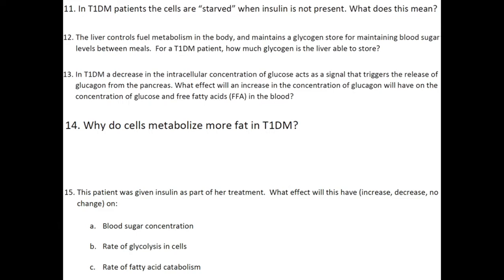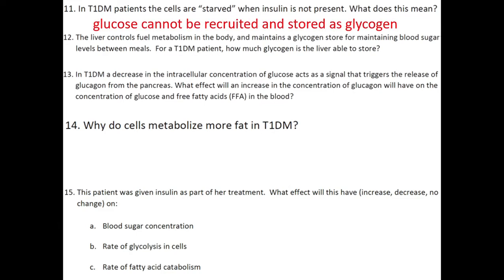Alright, so after we talk about this figure and we know the important function of those two enzymes, we can look at those questions. Question number 11. In type 1 diabetes patients, the cells are starved when insulin is not present. What does this mean? What does it mean that the cells are starved? Can they get glucose? No, they can't. Glucose cannot be recruited and stored as glycogen.